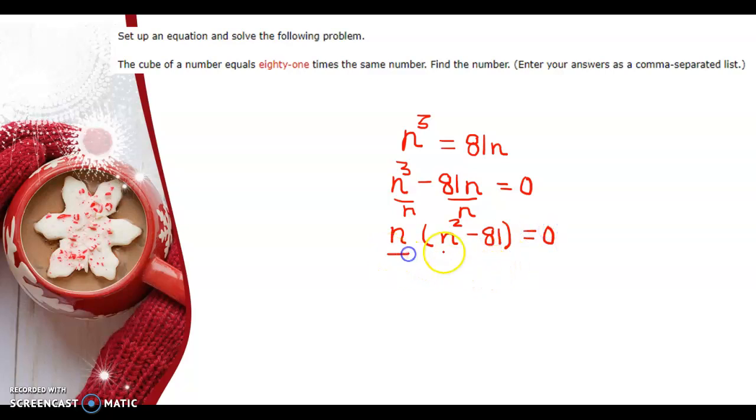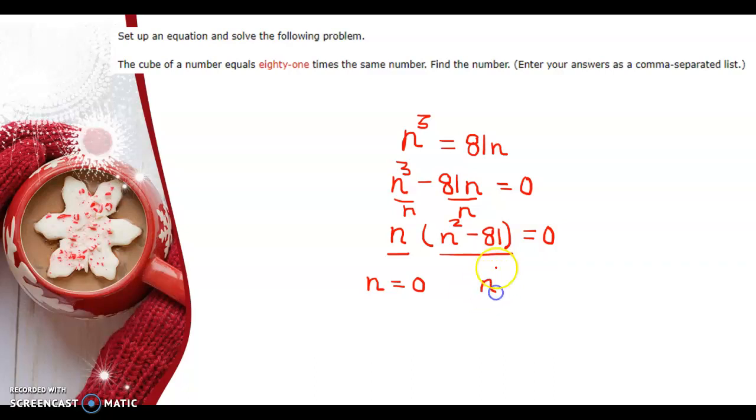So we have two things that are being multiplied together here, and the answer we get when multiplying them is 0. That means either the first or the second factor must equal 0. So we set each of them equal to 0. So one possibility would be that n is 0. Well, think about it. If you cube 0, you get 0. And if you multiply 81 by 0, you get 0. So the two sides, left-hand and right-hand side of your original equation, come out equal to each other. So you know that's a solution.